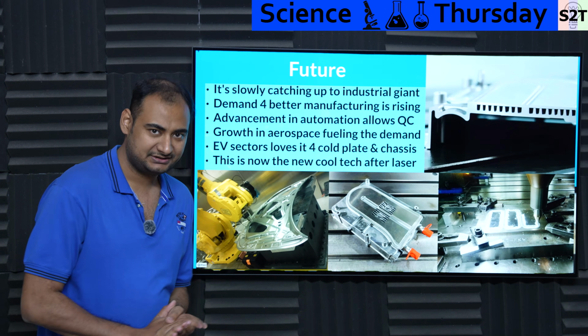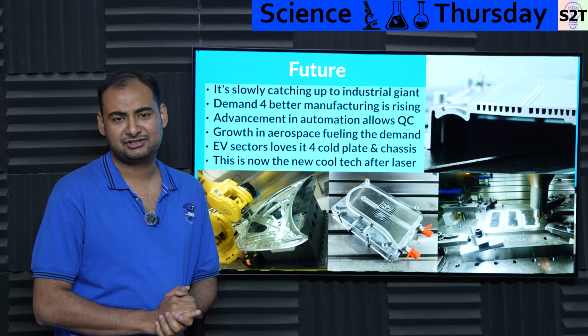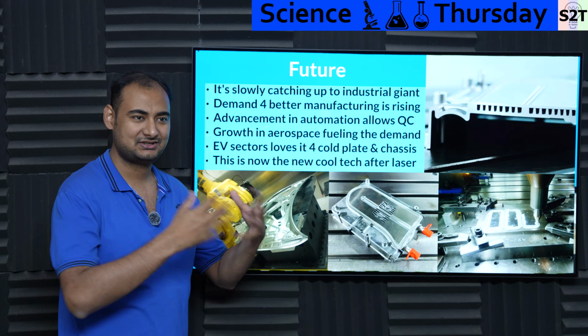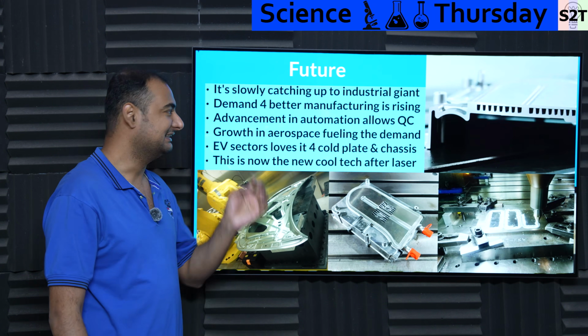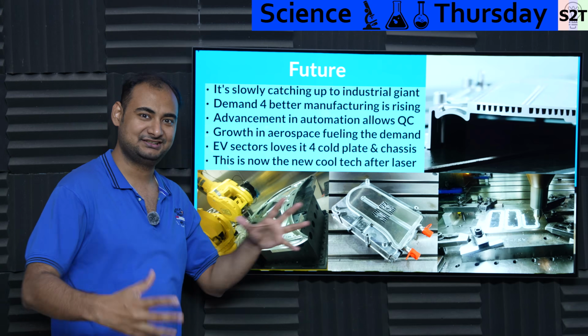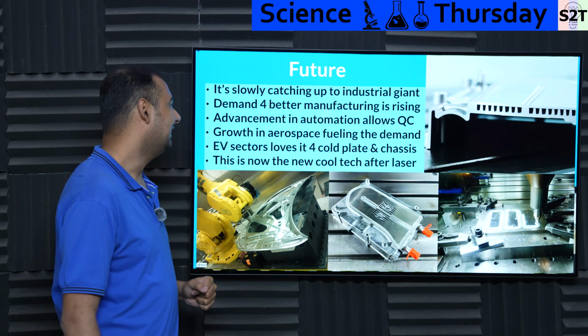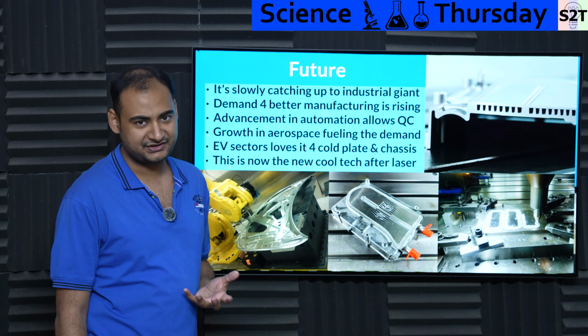So what can we expect in the future? Well, it is catching up to industrial giants. It's almost like industry has reached a point where laser is boring to them, and laser is coming down to civilian use. And this is going to the industry as like, oh, this is the new thing, the new hip thing. And demand for better manufacturing is absolute.